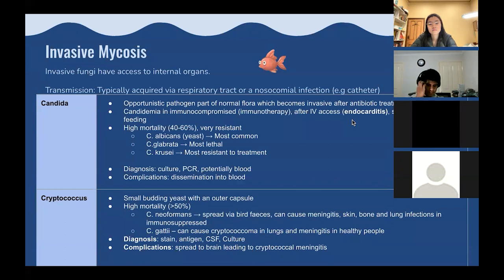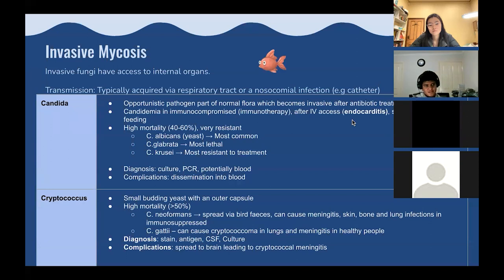Okay? Cryptococcus is a budding type of fungi. Again, it has a high mortality. You might notice that with all of the fungal infections, they have a much higher mortality rate than bacterial or viral. That's probably because they're eukaryotic as opposed to prokaryotic. So they're bigger, they're more menacing, they can replicate to grow much larger than bacteria, and it's harder for the body to kill a eukaryote than a prokaryote.